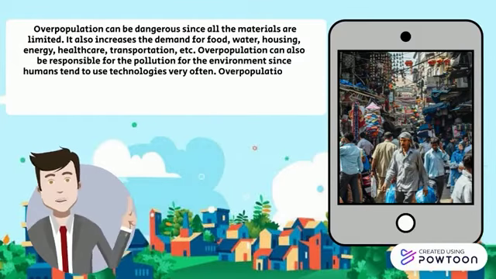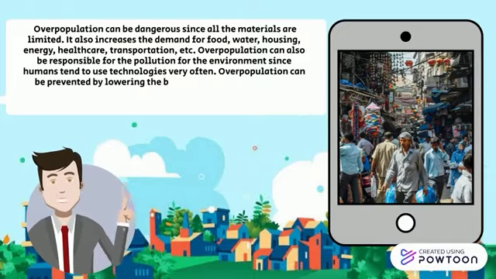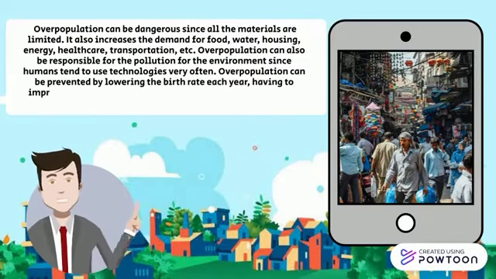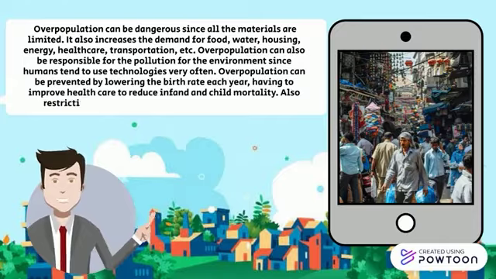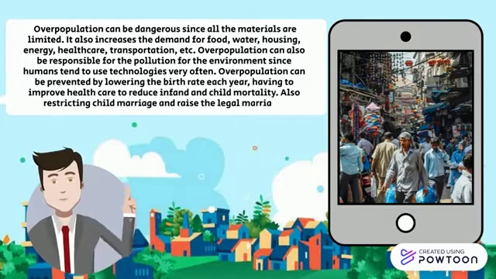Overpopulation can be prevented by lowering the birth rate each year, improving healthcare to reduce infant and child mortality, also restricting child marriage and raising the legal marriage age.